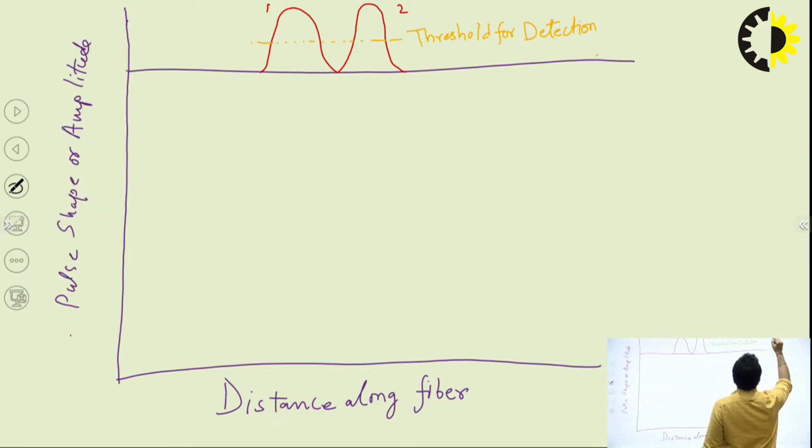So at time t1, the pulses are distinguishable.